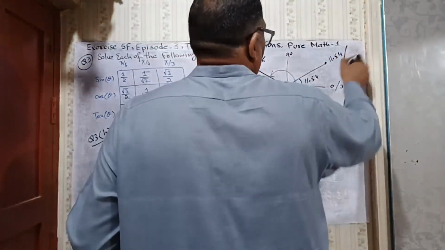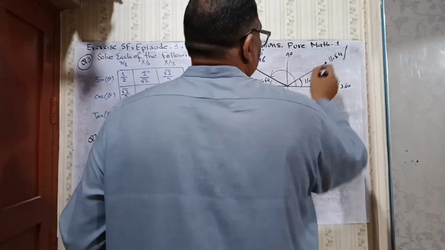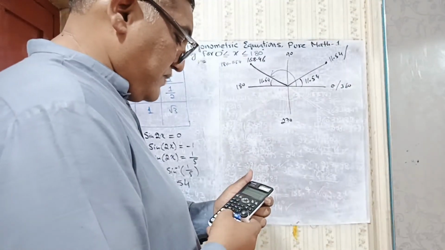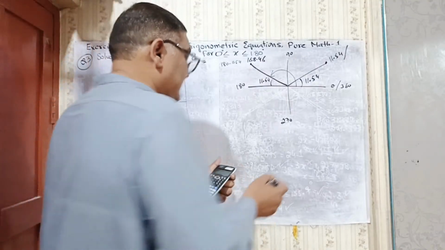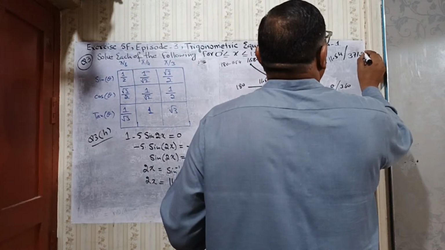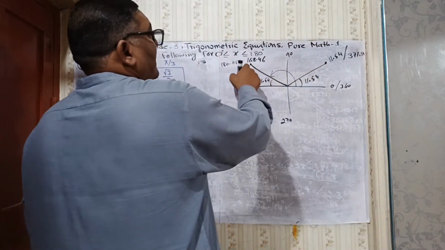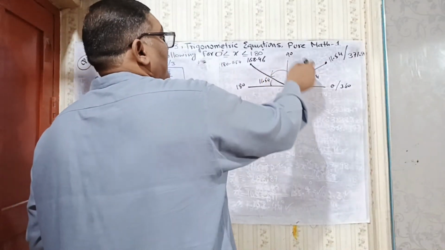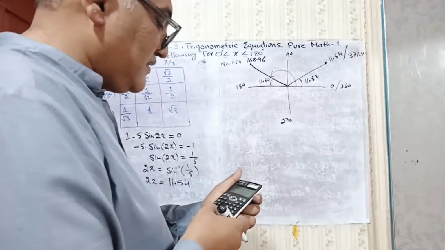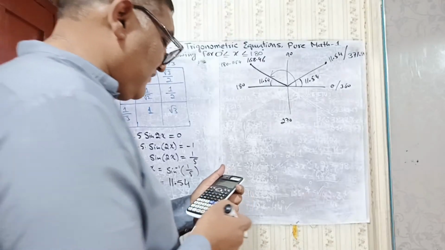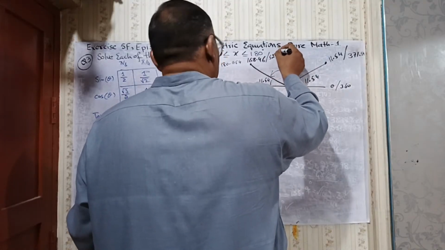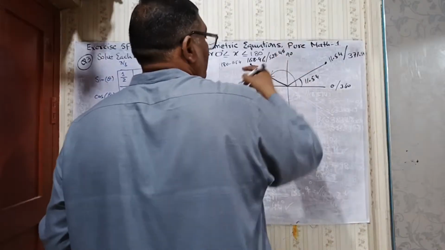If you go one round and come again to this side, that will be 11.54 plus 360, and that will be 371.54. And if I add 360 to the second angle, going one complete cycle and coming back, it will be 168.46 plus 360, and that will be 528.46. Let me tell you why we are doing this.